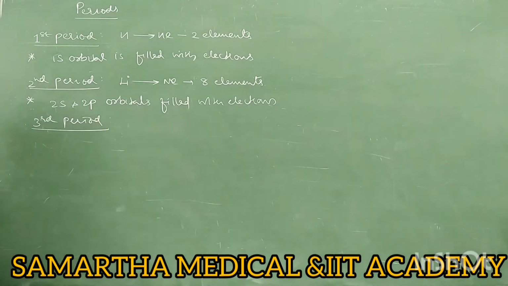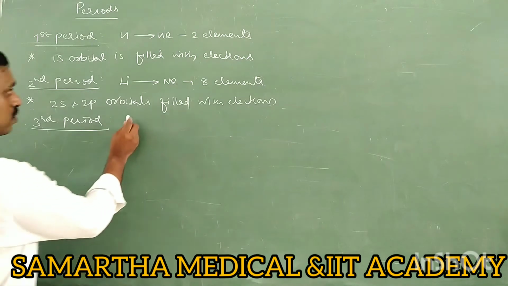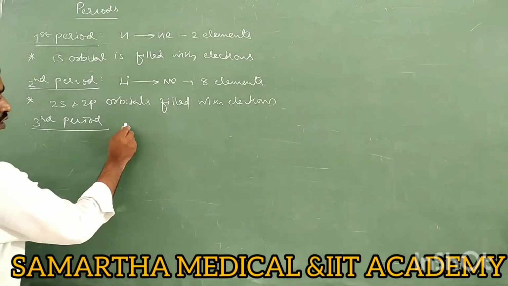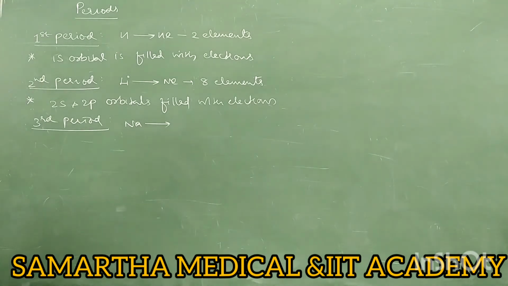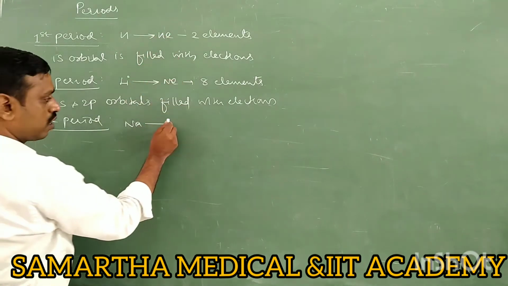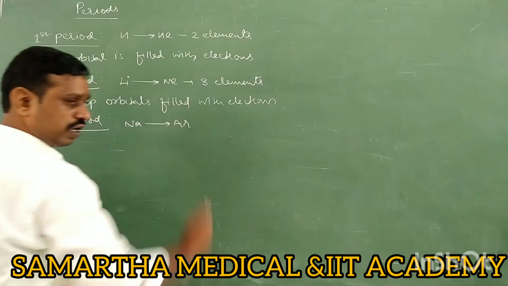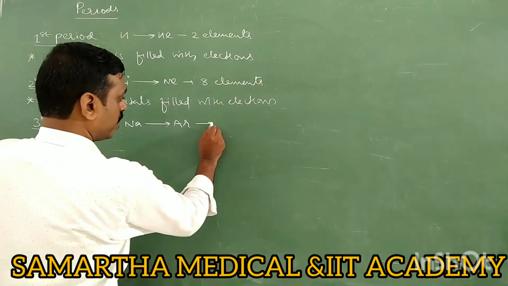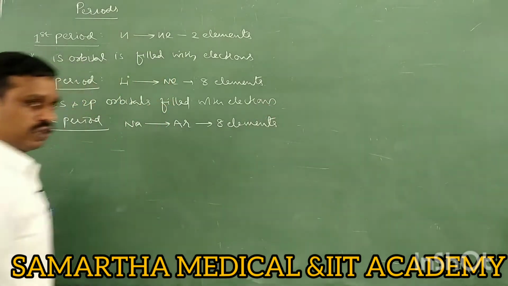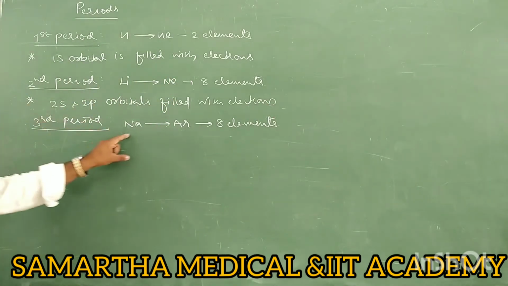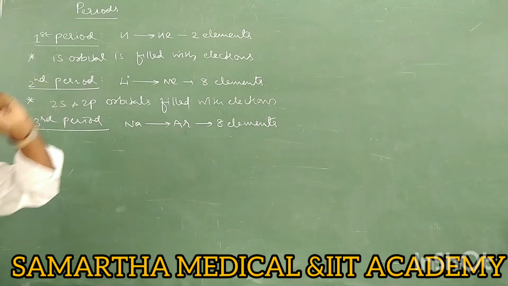Next is the third period. It starts with sodium. After helium, neon, it ends with argon. How many elements in total? 8 elements, it is also 8 elements. So the third period starts with sodium and ends with argon. There are a total of 8 elements.